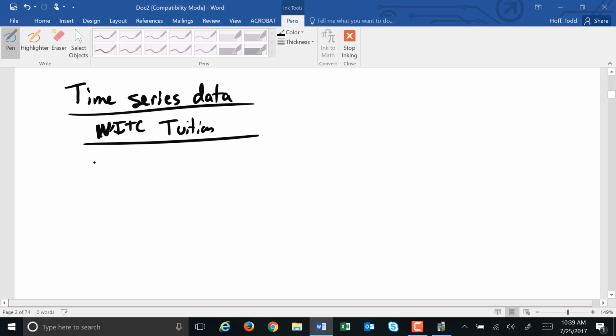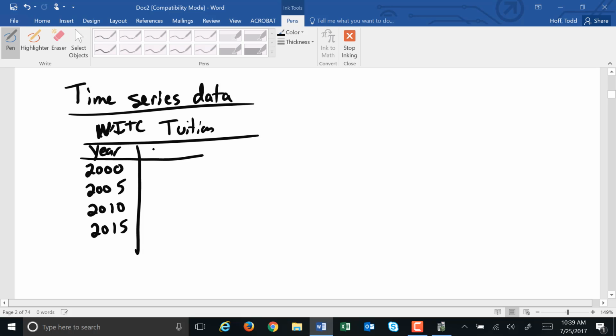Cost per credit. Let's go 2000, 2005, 2010, and 2015. This is the year. This is the cost per credit. So in 2000, it was 98 bucks a credit. 2005, about 114. In 2010, it shot up to 149. And in 2015, it actually dropped slightly to 144.